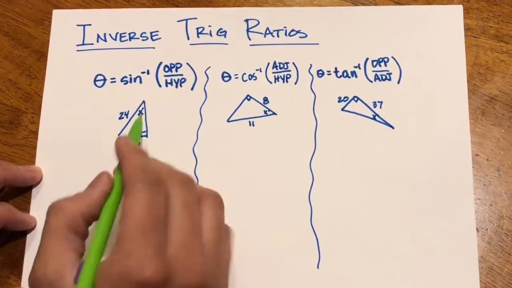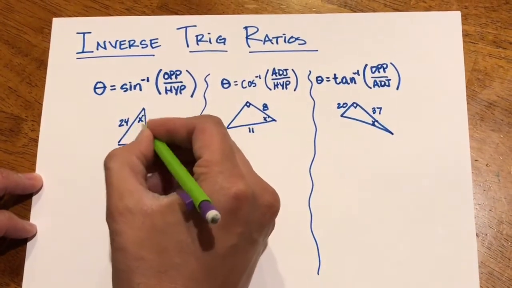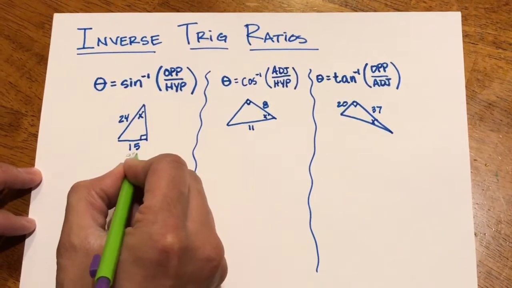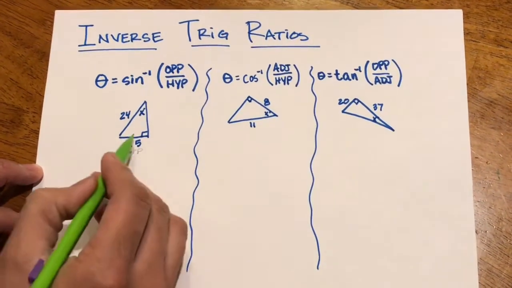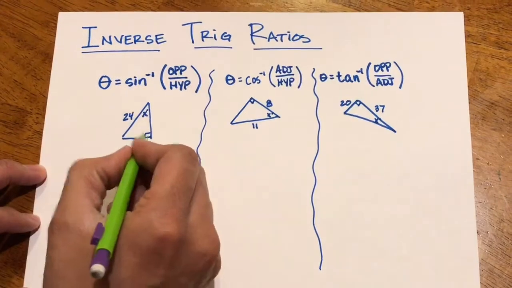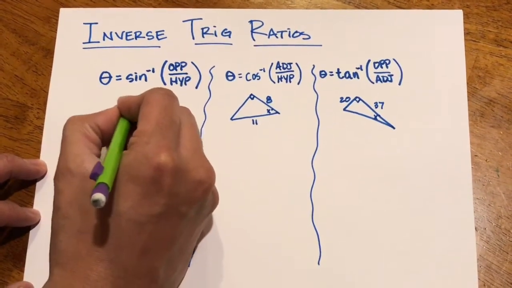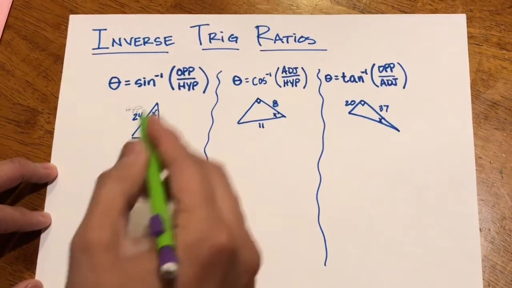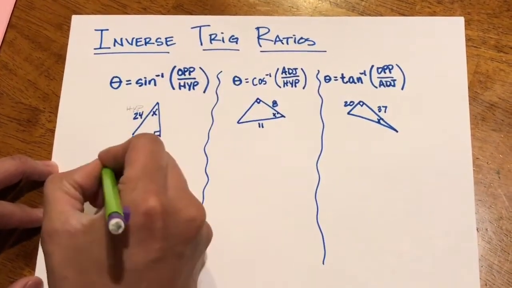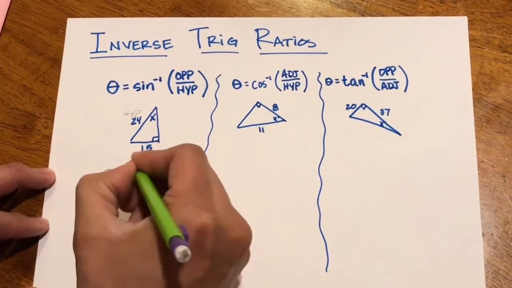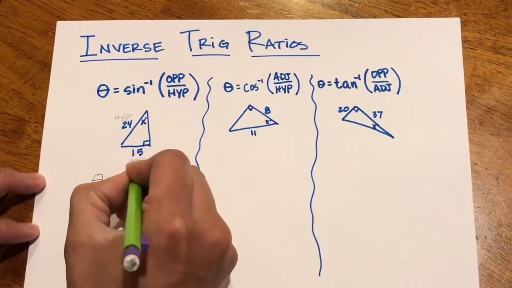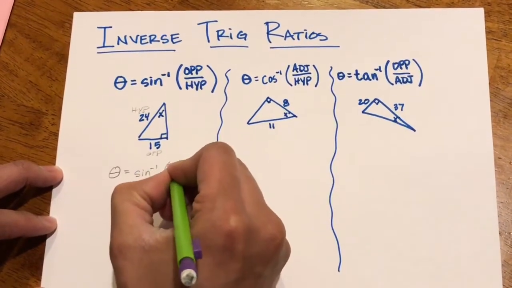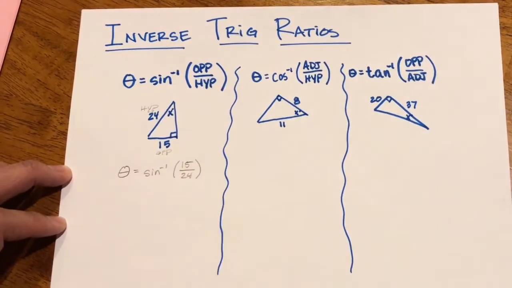And so here's the first one. Here we're going to use sine, because if you look right across from the angle that we want to solve for is 15. So this is our opposite side. Across from the right angle is the hypotenuse. And so we just plug those into the formula. So we get theta is equal to sine inverse of 15 over 24.